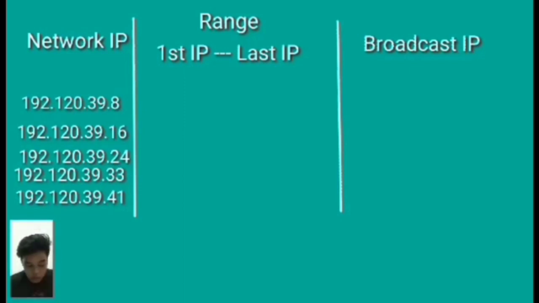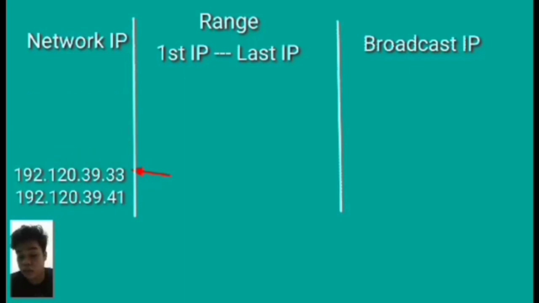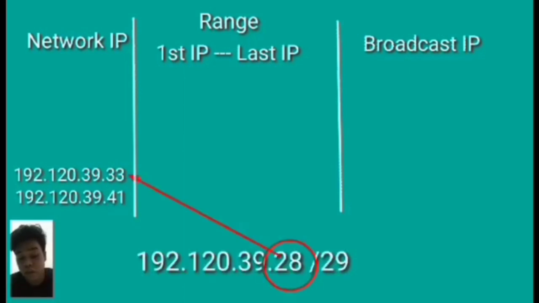Then 192.120.39.24, and so on up to 192.120.39.32. So we need to stop this range at 192.120.39.33, because the value of this 28 is in this range.